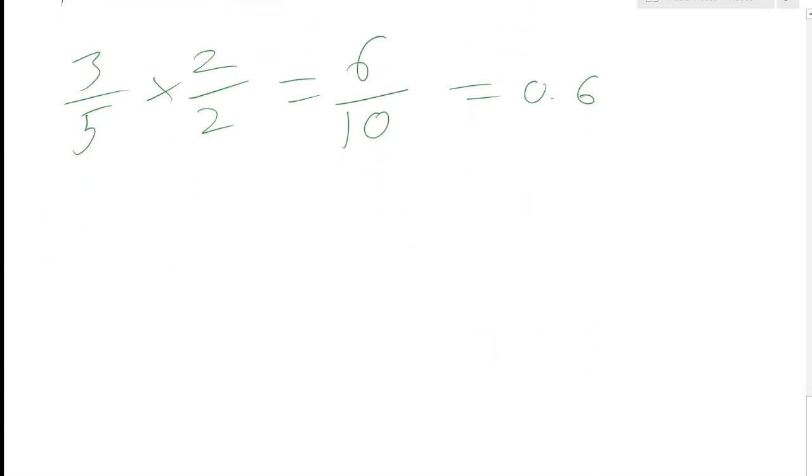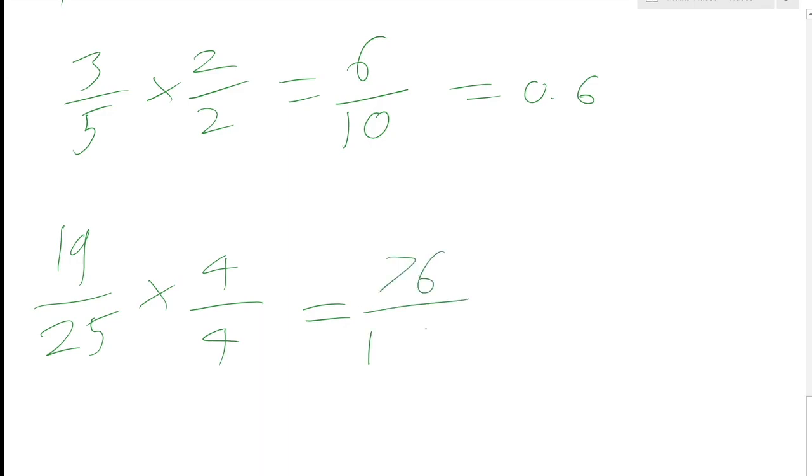And finally, 19 over 25. Multiplication by 4 over 4 here. To get 25, it would become 100. And if you do that, you get, quickly mentally work out, 19 times 4 is 76 over 100. That is 0.76.